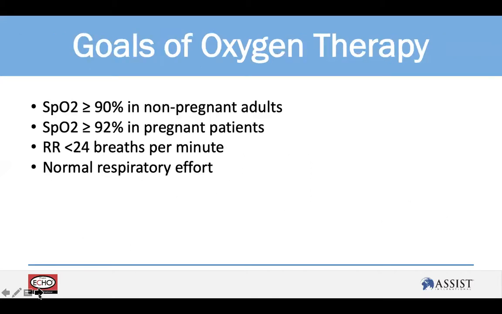After we have identified our hypoxemia and we have decided that we are in need of initiating oxygen therapy, the goals of treatment are a saturation oxygen level greater than 90% in non-pregnant patients, 92% in pregnant patients, and to have the patient resume a normal respiratory rate defined as less than 24 breaths a minute without the use of accessory muscle recruitment, so normal respiratory effort.